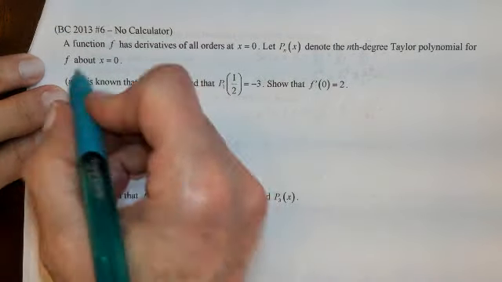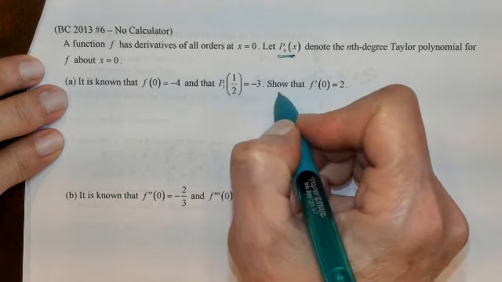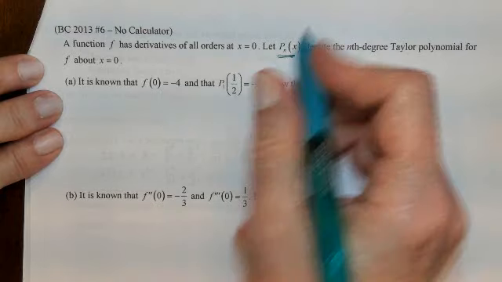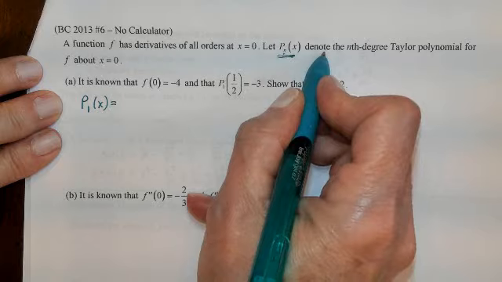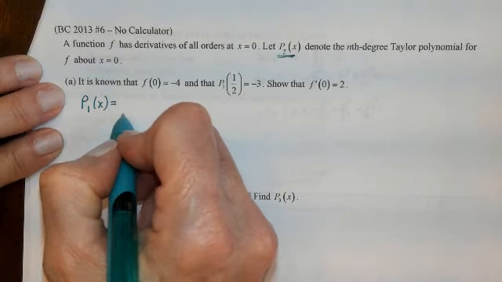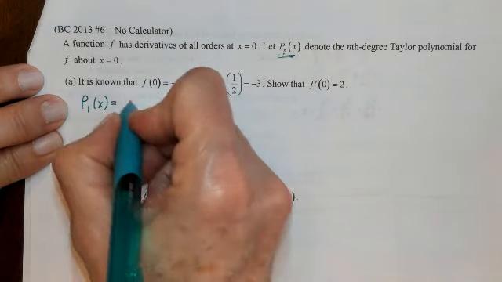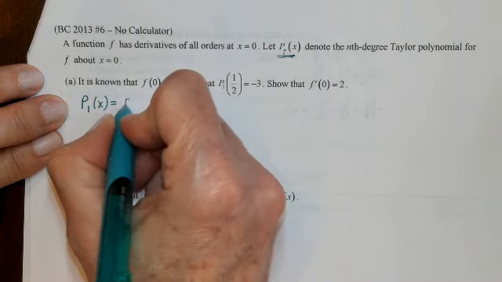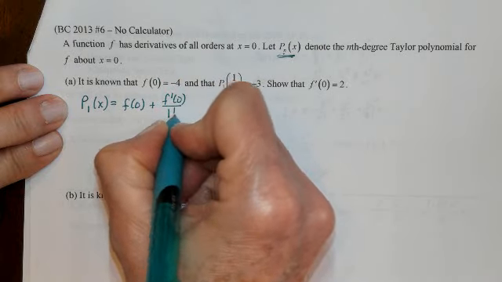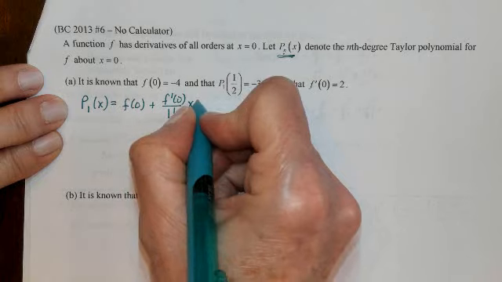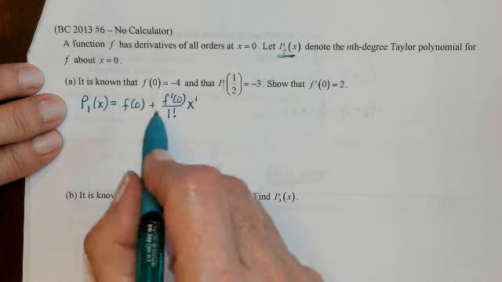Okay, well, since they talk about this p sub 1, I would like to go and find p sub 1, and then I'm going to put a half in for x. So let's first find p sub 1 of x. That will be the first degree Taylor polynomial. Well, the first degree Taylor polynomial will be f of 0 plus f prime of 0 divided by 1 factorial times (x minus 0) to the first, right? That's the first degree Taylor polynomial.